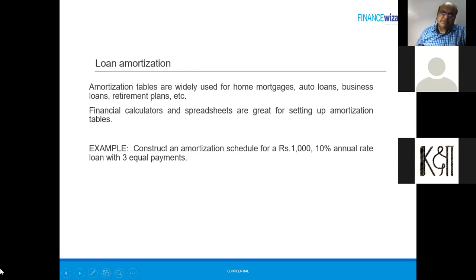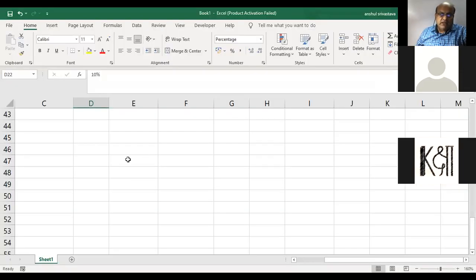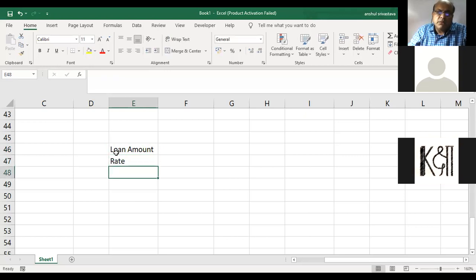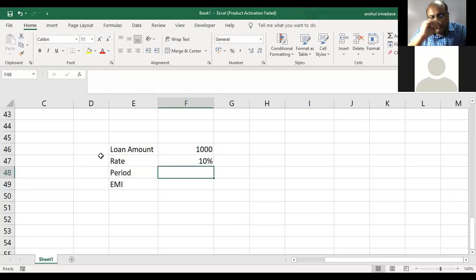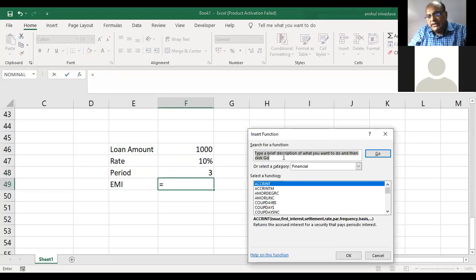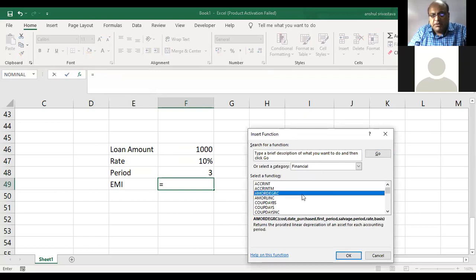Let's do it. Let's write it like this: loan amount, rate, period, EMI. Here the loan amount is 1000, rate is 10%, period is 3 years, so the EMI or EYI would be, we'll again go to fx, and from fx we'll calculate PMT.